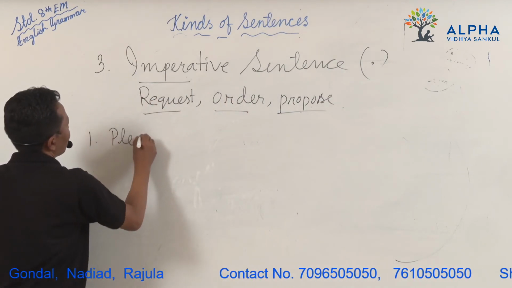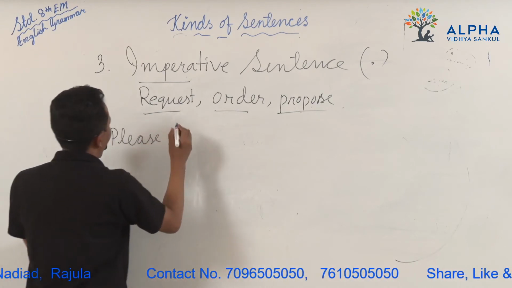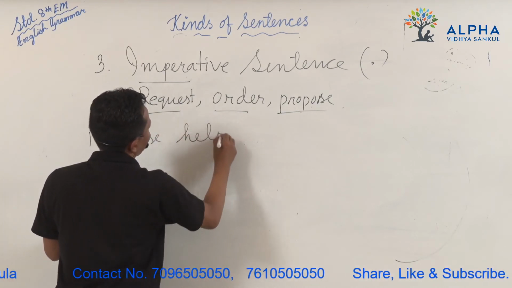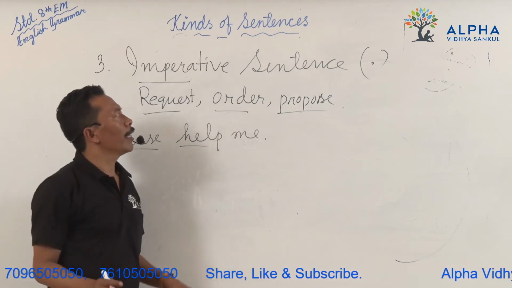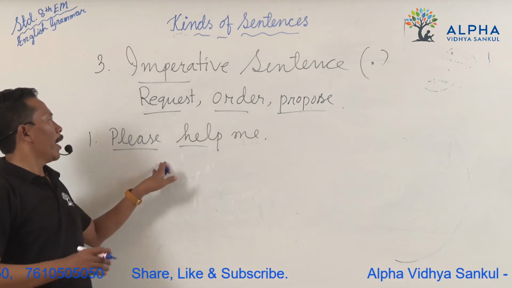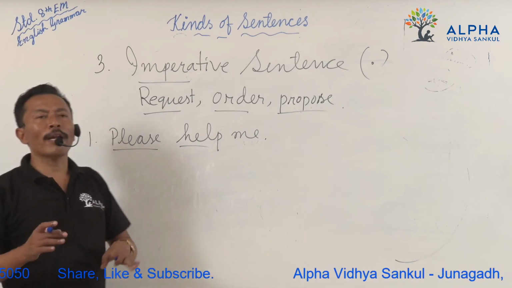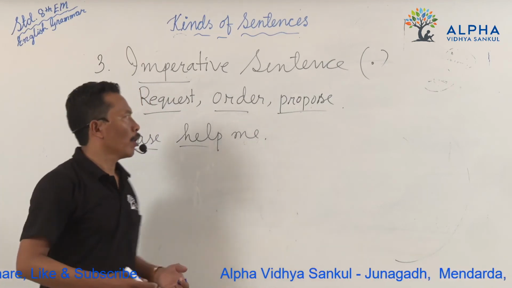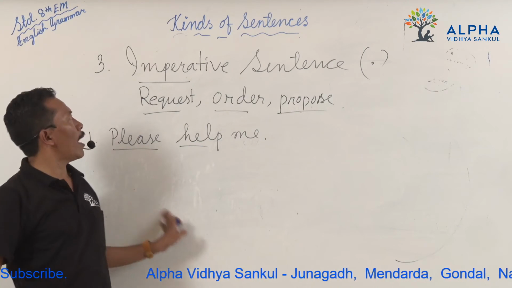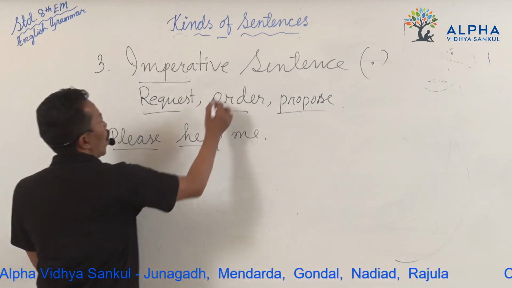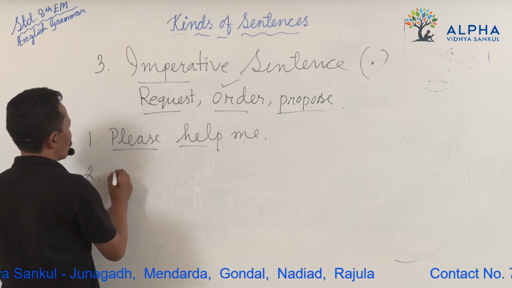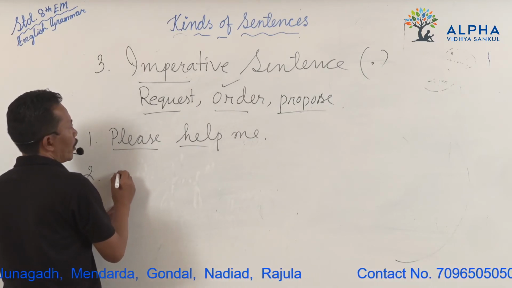Please help me. Full stop. Now please help me, someone is asking for help. So this type of sentence is called what? Imperative sentence. And number two, order.